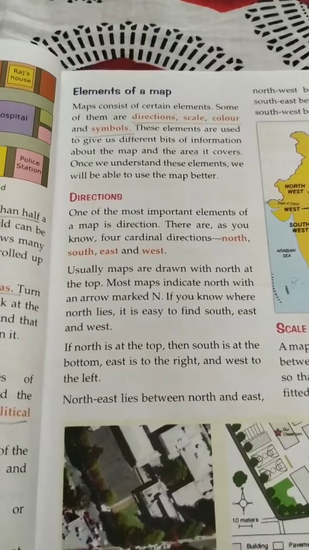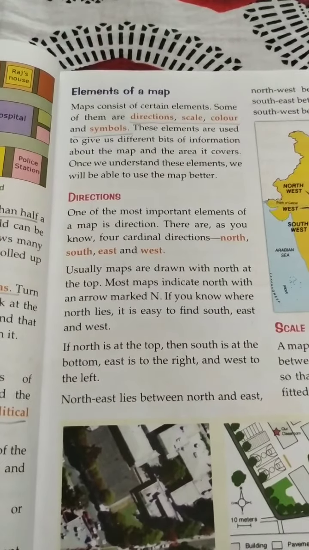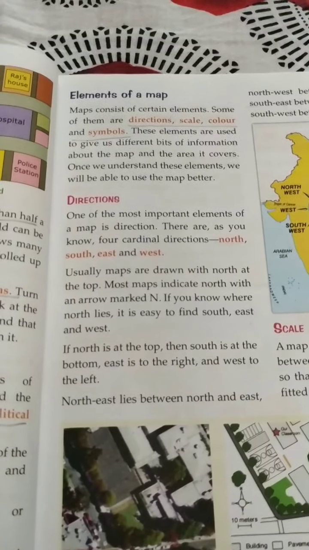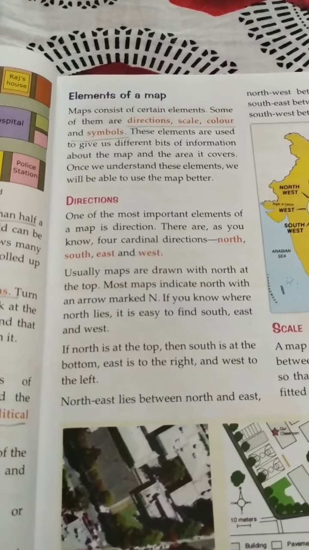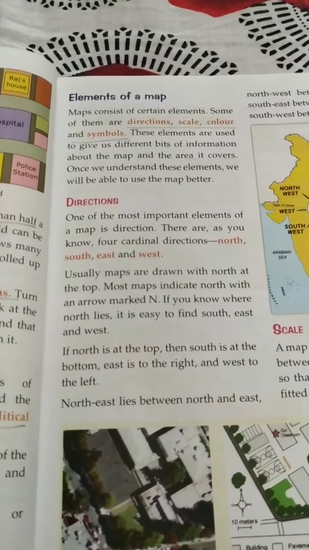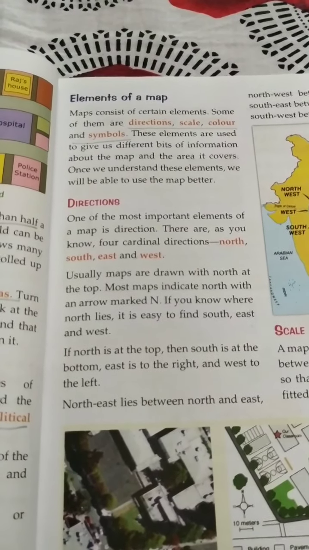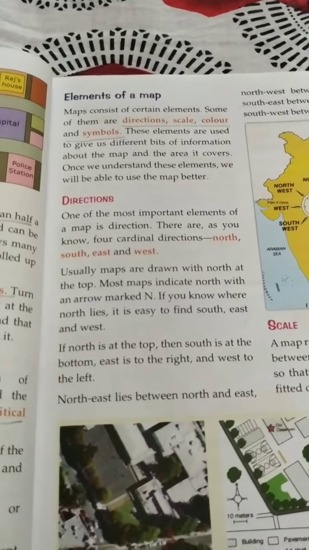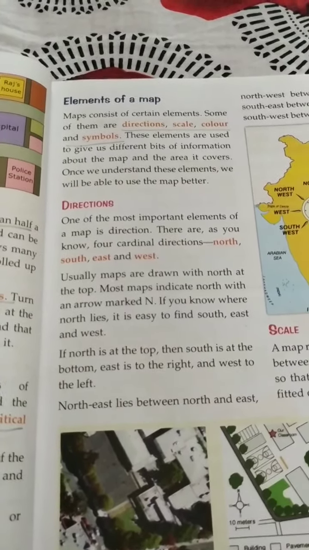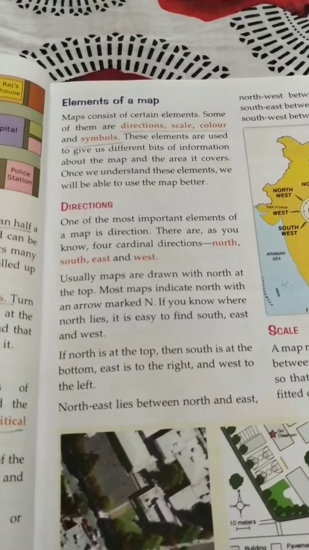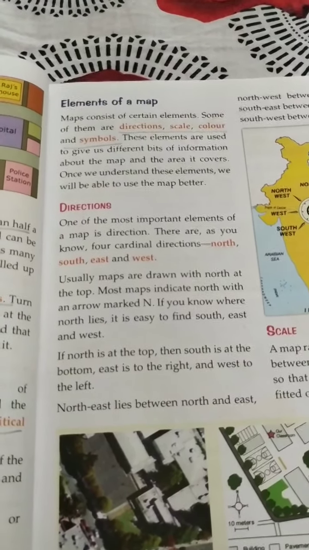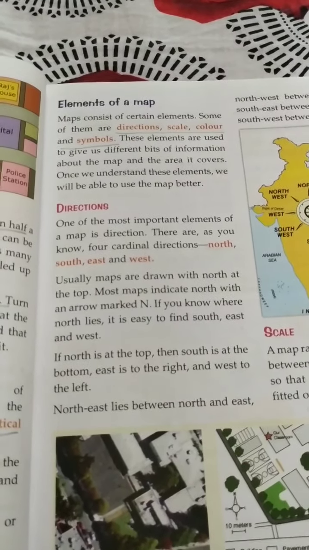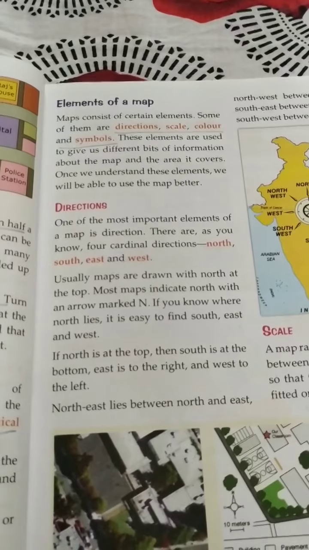Maps consist of certain elements, and the important elements are direction, scale, color and symbol. What is the use of these elements? The elements are used to give different bits of information about the map and the area it covers. So we have to understand these elements first, then you can study the map well.